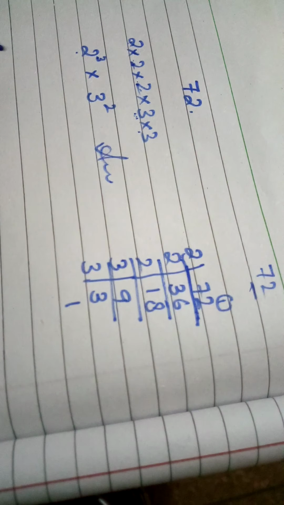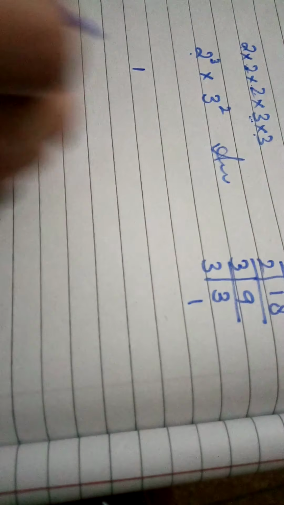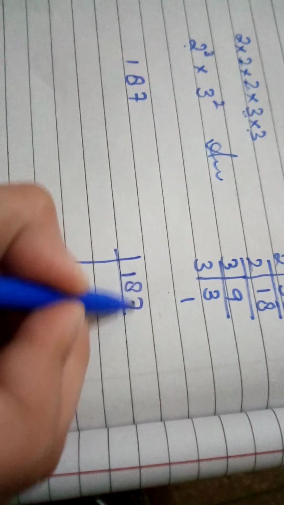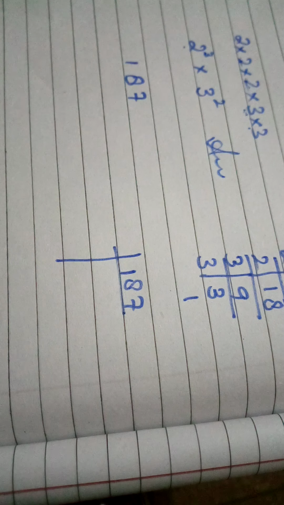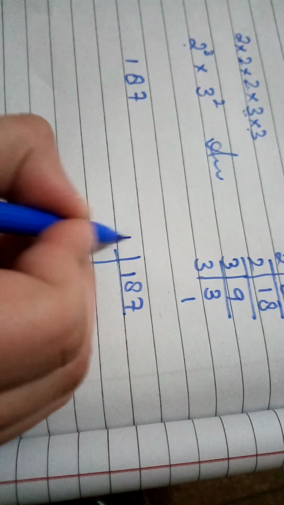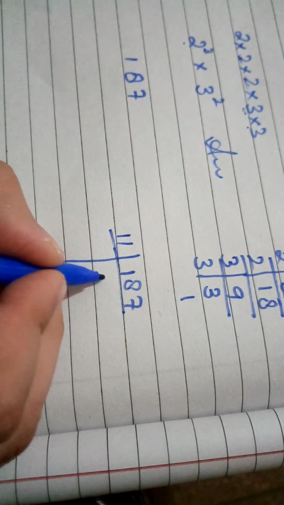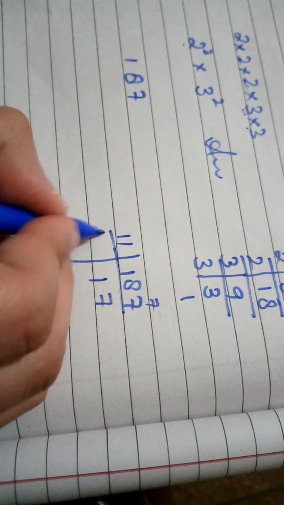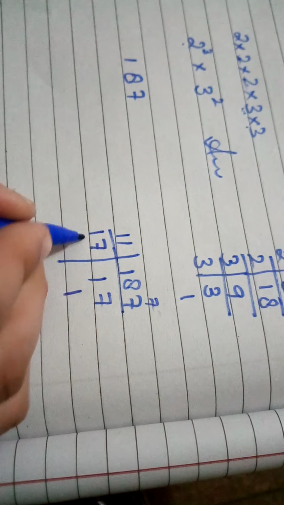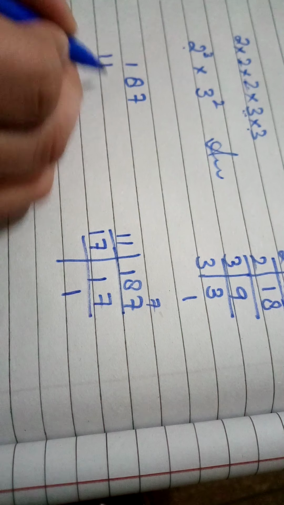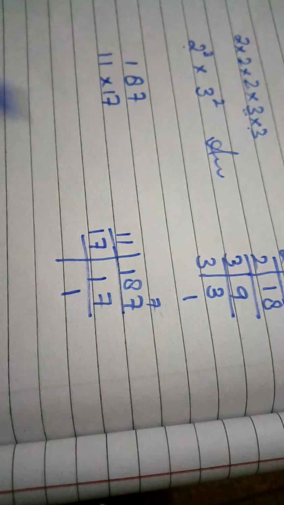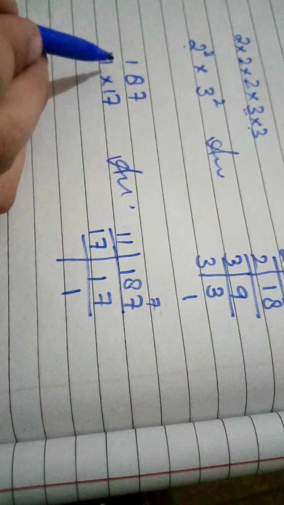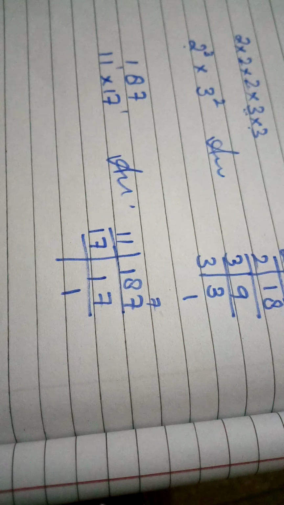Now the next term is 187. Just take the LCM of 187. 11 1s are 11, 7 carry 11, 7s are 77. Now again, 17 is a prime number, so 17 1s are 17. So how many factors do we have? One 11 and one 17, so that is also our answer. We don't need to write it again in index notation. This is the power 1 and 1, so 1 is your index power.